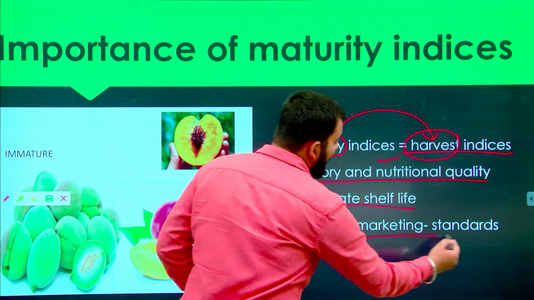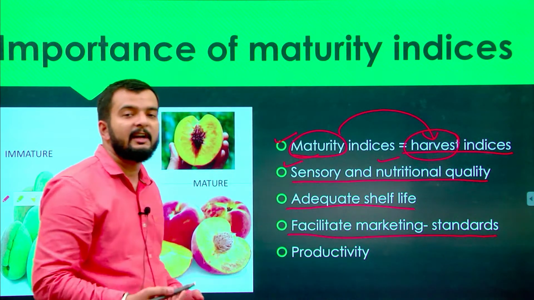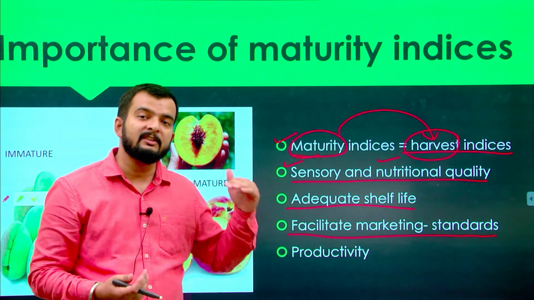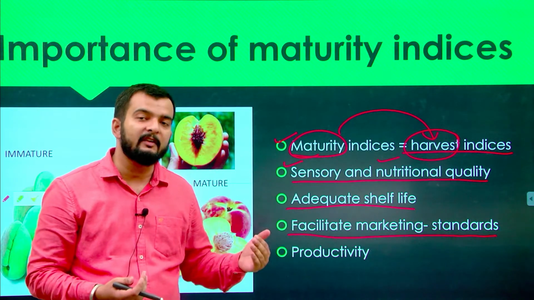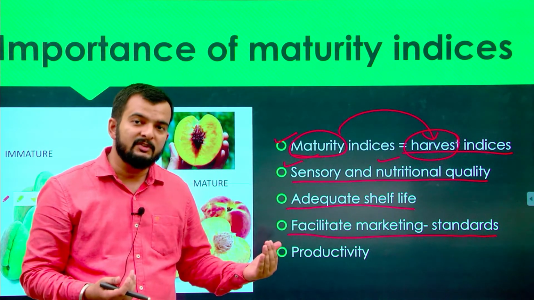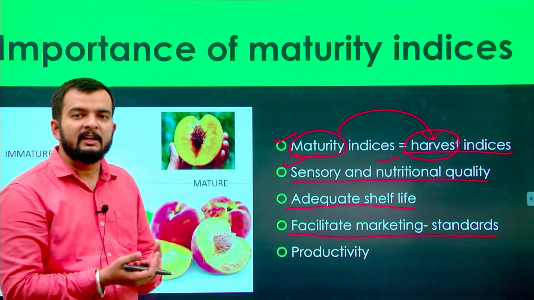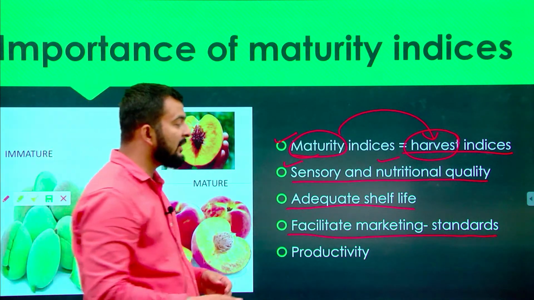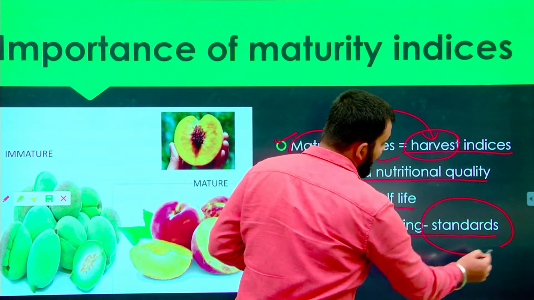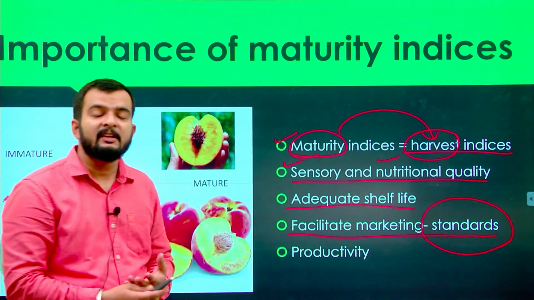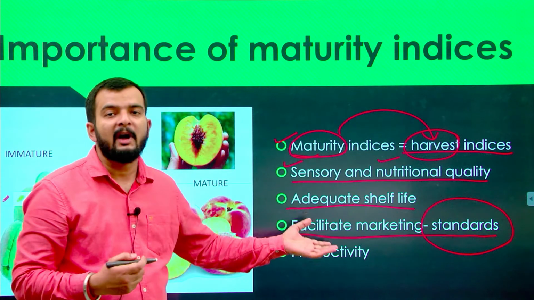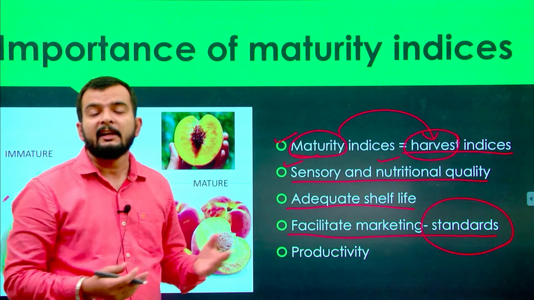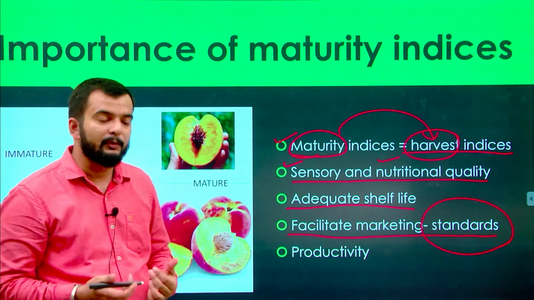Then facilitate market standards, marketing standards. That is, for all the fruits, if they are harvested, there has to be a proper standard for when it is to be harvested or when it is to be consumed. See, it depends totally on the consumers, what they like. So, based on that, there have to be certain standards, like what standards are necessary to be sold in the market. These market standards are also dependent on the maturity of the fruit.